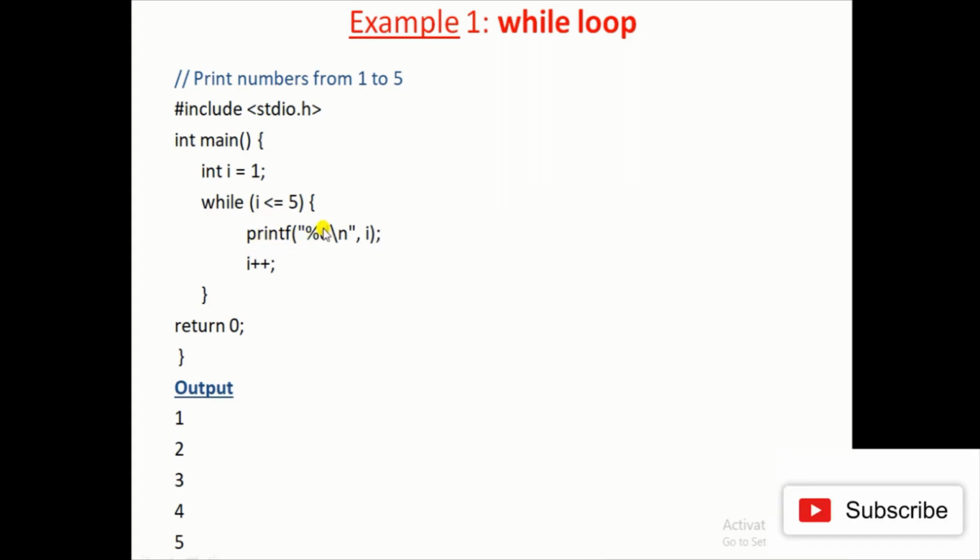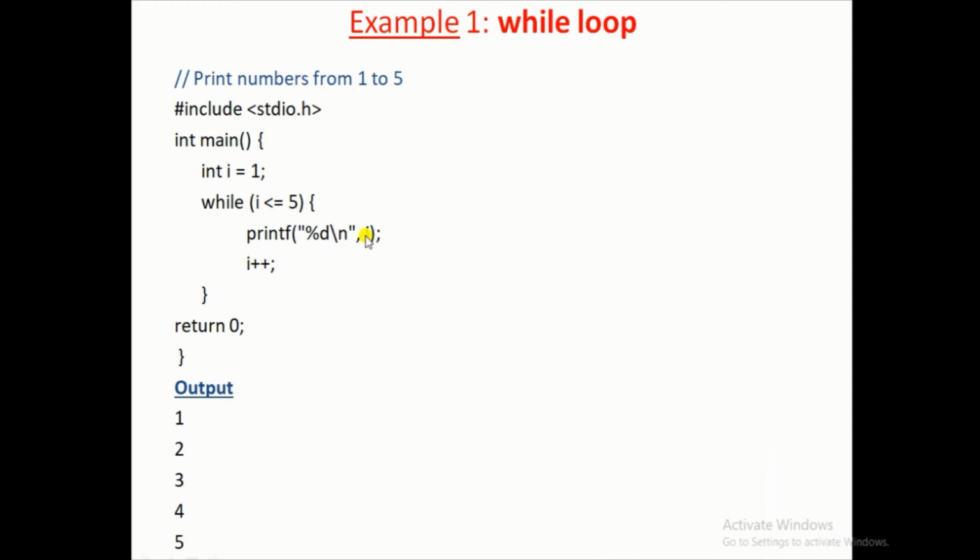In this way it prints up to 5. After printing the number 5, it increments the value of i by 1 and it is now 6. This time when it checks the condition, is 6 less than or equal to 5? No, so the condition is not satisfied and it comes out of the loop, and here we put the return 0 statement.